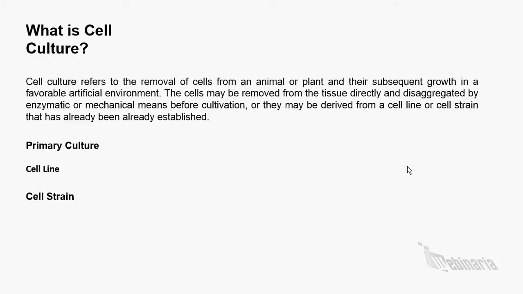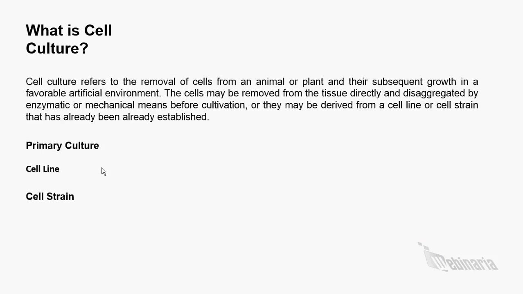Cell line. After the first subculture, the primary culture becomes known as a cell line or subclone. Cell lines derived from primary culture have a limited lifespan, and as they are passaged, cells with the highest growth capacity predominate, resulting in a degree of genotypic and phenotypic uniformity in the population.